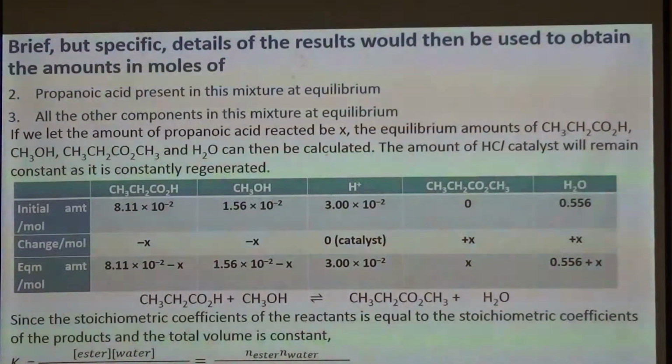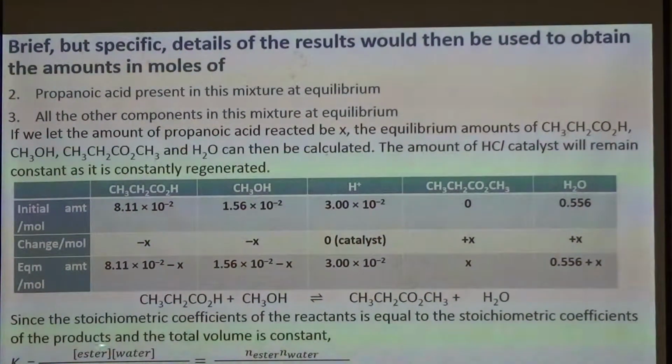So what you need to do at the end, they say that you need to do calculation, but I need to show how you can determine Kc. Kc is equal to the concentration of ester times water over concentration of carboxylic acid and alcohol. By right, you should be taking the equilibrium amount divided by volume, to find the equilibrium concentration. But because the stoichiometric coefficient of the reactant is exactly the same as the stoichiometric coefficient of the product, all the volume terms will cancel out because total volume is constant.